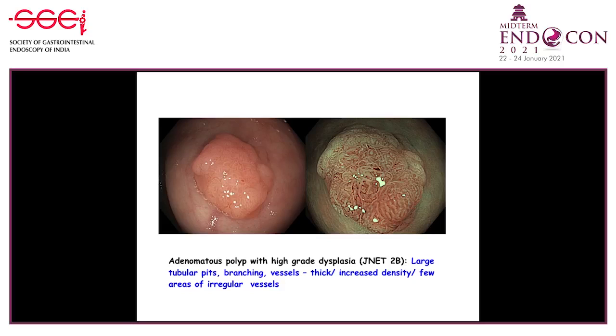If you look at this picture again, you see the white surface, there is tubular, and in some areas they are branching as well. The vessels, again, they are dark brown structures, much more prominent than in the type 1. And in the center of the lesion, there are areas with irregular vessels actually. So once you see this sort of feature, this will still be a type 2 lesion on NICE classification, but on JNET, this will be type 2B. So this is an adenomatous polyp with high-grade dysplasia.